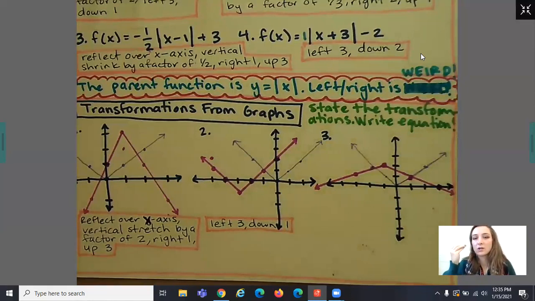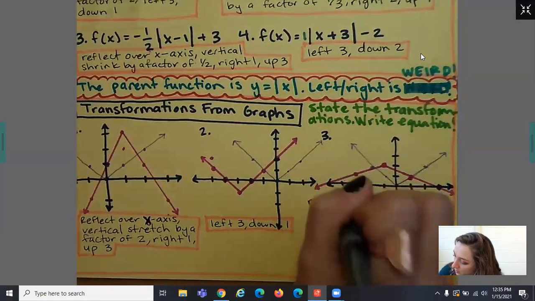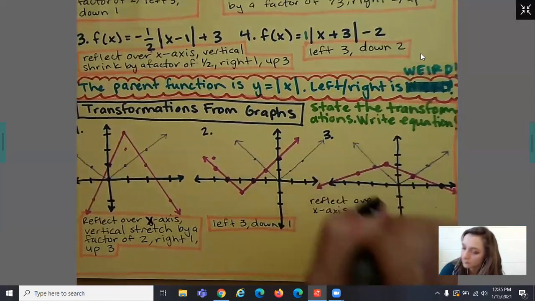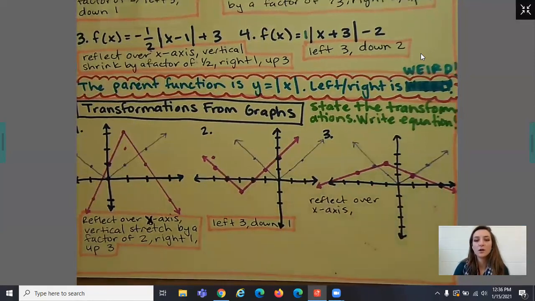The first thing I want to look at is, did it change the direction it was going? Did it go from here to here? In this example, yes, it did. They were not pointing in the same direction. So that means we are going to reflect over the x-axis first. It actually doesn't matter which order you go in, but I just like to go in the same order.